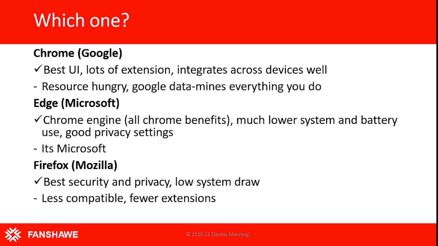It has lots of extensions and integration across devices, while Edge for Microsoft, of course, we know that it's actually using the Chrome engine. All Chrome benefits are there, with much lower system and battery use, and good privacy settings. Mozilla, usually we use this one as a go-to web browser because it is good in security and privacy, and it has a low system draw. But it's less compatible and also supports fewer extensions. Thus, we usually look for other web browsers.